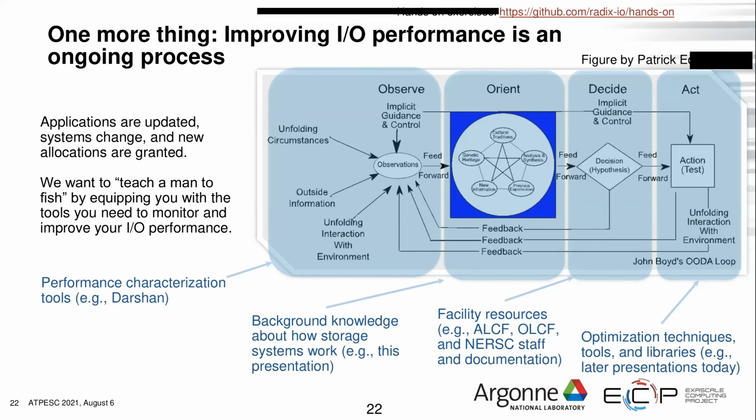Once you have that information about how fast your I/O is and how much you are doing, you can orient that with respect to background information, stuff from this presentation just now. What does that mean in the context of how these storage systems work? You can decide how to improve that using facility resources, so the documentation and your support staff at the facility that you're running at. And then, once you have all that, you can make a decision and then act on that to implement an improvement in your data access. So this is going to be optimization techniques that we teach you today, tools and libraries that will help you improve matters. And then it starts over again. You loop back around, you observe, orient, decide, and act again.